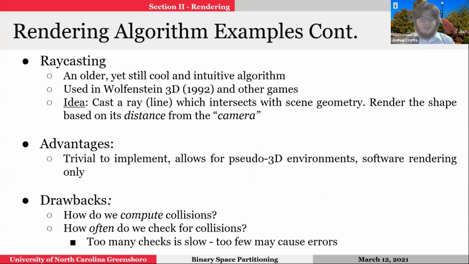So what is raycasting? Raycasting is an older but cool and intuitive rendering algorithm. The idea is to cast a line called a ray from the camera or the viewer out into a scene that interacts with geometry. Then a shape is rendered based on its distance from the ray. We'll see this graphically on the next slide, but the advantage of this is that it's a very easy algorithm to implement, and it also allows for pseudo 3D effects used in an older game called Wolfenstein 3D by id Software. Though the drawbacks start when deciding how collisions happen and how often to check for them. If we check every possible point along the ray, it's very slow. And conversely, if we check too infrequently, it can cause errors.